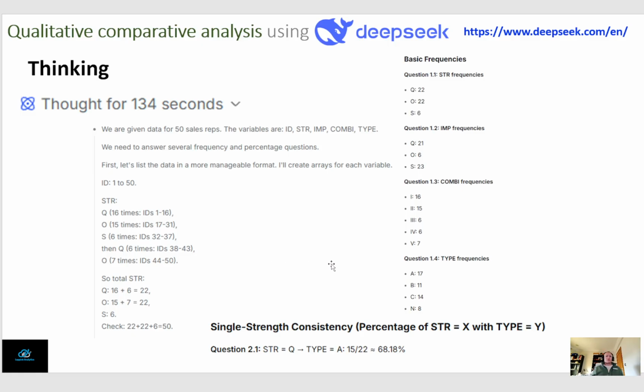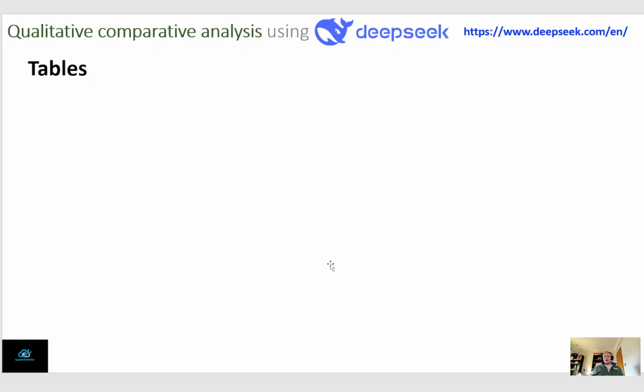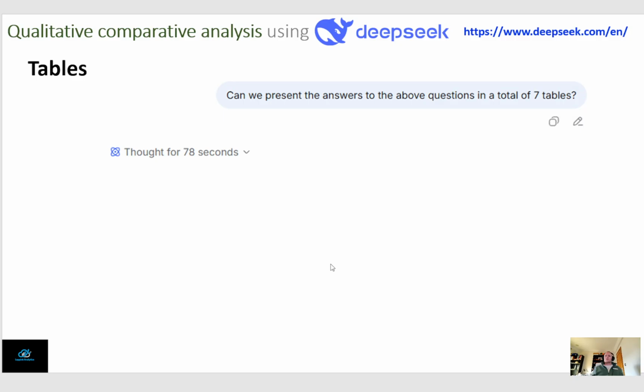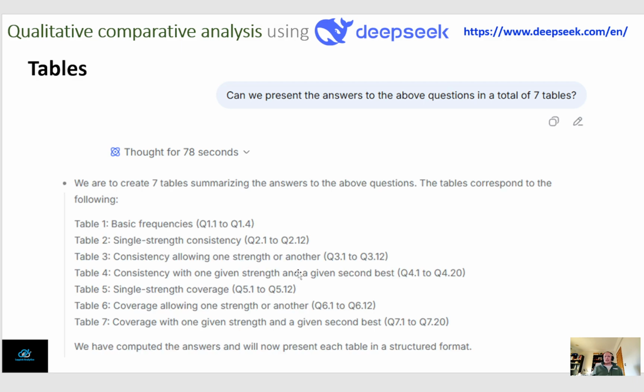It's boring. But after that, I asked, okay, can we present the answers to the above questions in a total of 7 tables? Because we had questions 1.1 to 1.4 and then 2.1 all the way to 7.20. So yes, thought for 78 seconds. Again, this is not the whole thinking text, but the first part, and it basically already recognizes how to order the tables given the sets of questions, which is perfect. I mean, seriously, it's good.